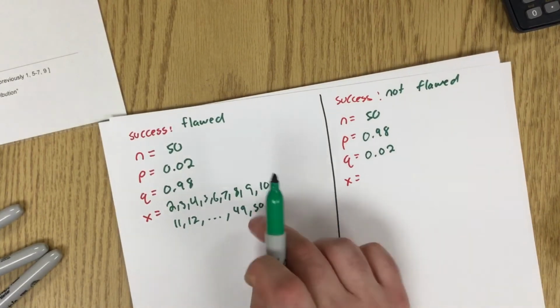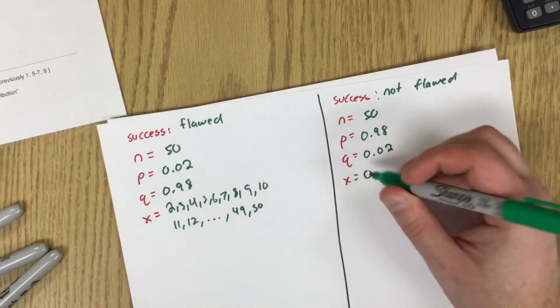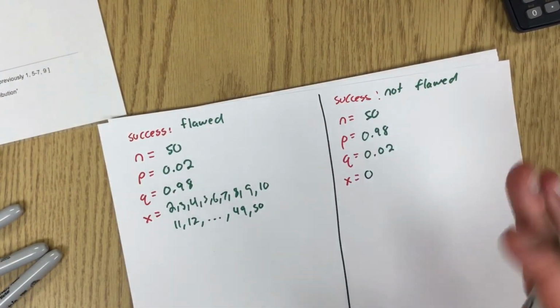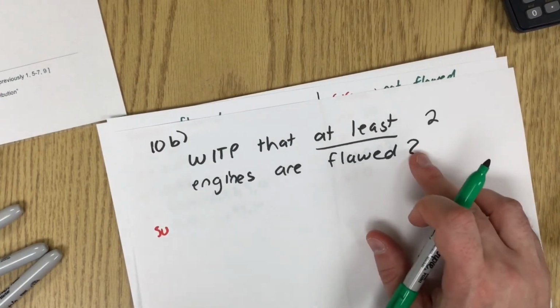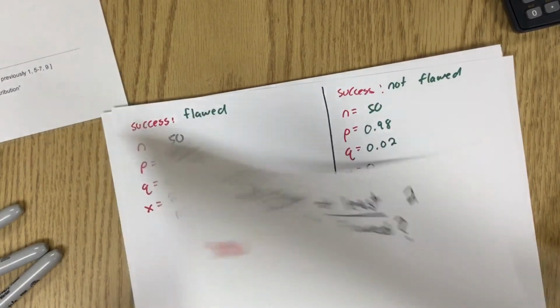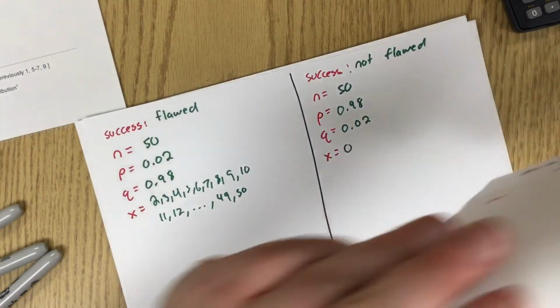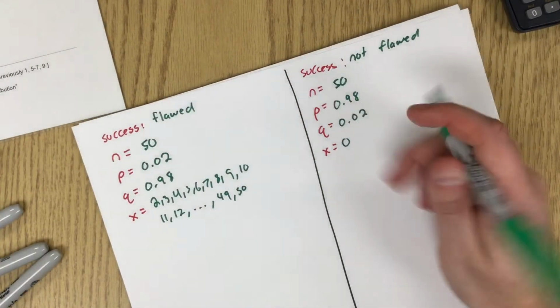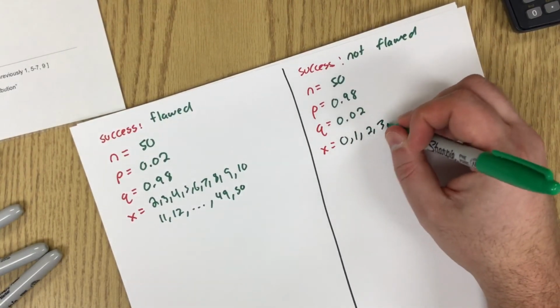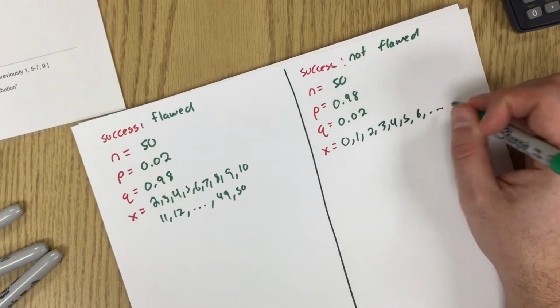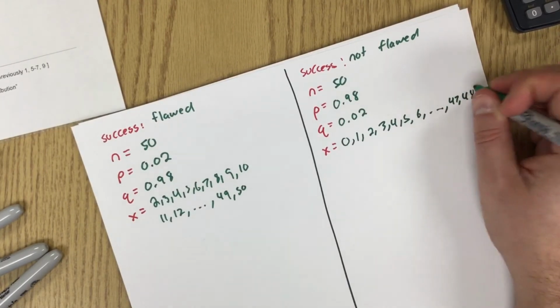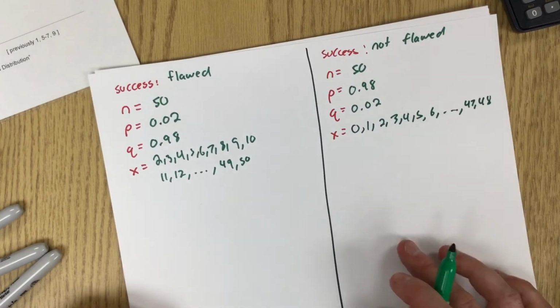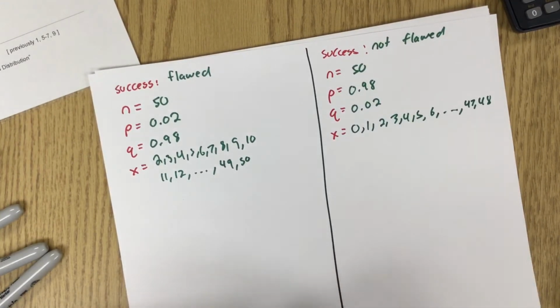So what it's asking for, at least 2 flawed, is like saying at most 48 good. So this is like saying at most 48 good, which means we have 0, 1, 2, 3, 4, 5, 6, all the way up to 48. That's a lot of cases as well. So that's not going to work either. What we're going to do is do this indirectly.